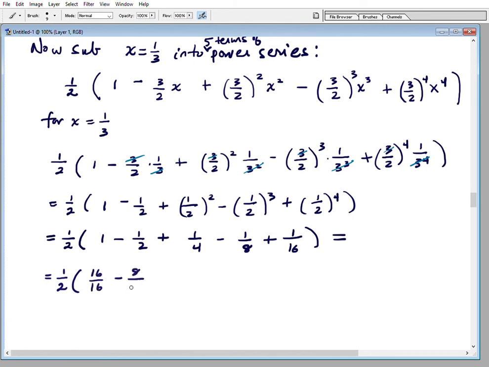Here, 8 over 16, and 1/4 is 4 over 16, 2 over 16, 1 over 16. Okay, this comes out to 1/2, and here, add these up, and we get 8, 12, 10, and 1. We have 11 over 16. So we have 11 over 32.